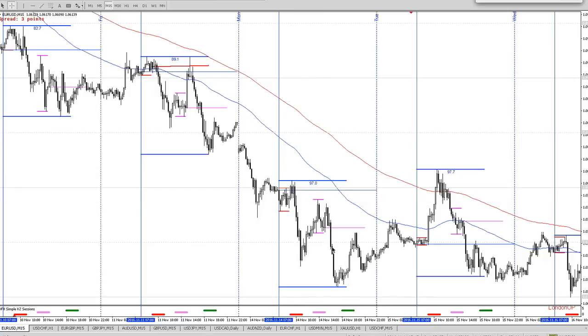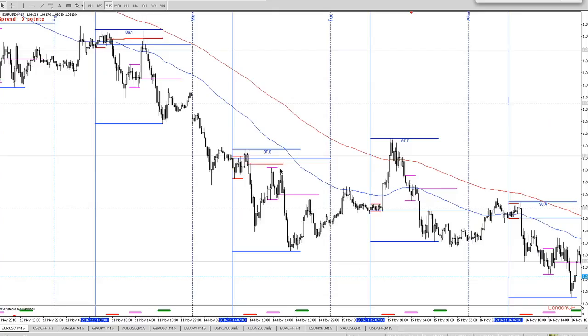78 pips from the order block here, which is a lovely trade. And then the market comes out into London session, runs the highs of the previous day. We would get in here on this order block and then it sells off nicely.